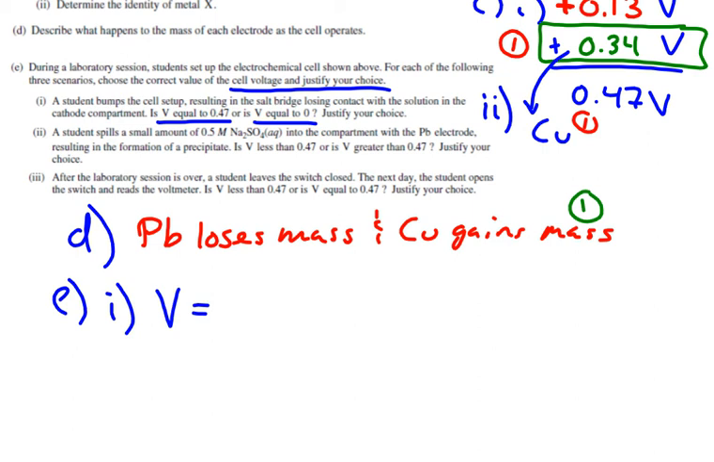I think the number is not hard. I think the explanation is. What's it going to be? It's going to be 0. You need a salt bridge.